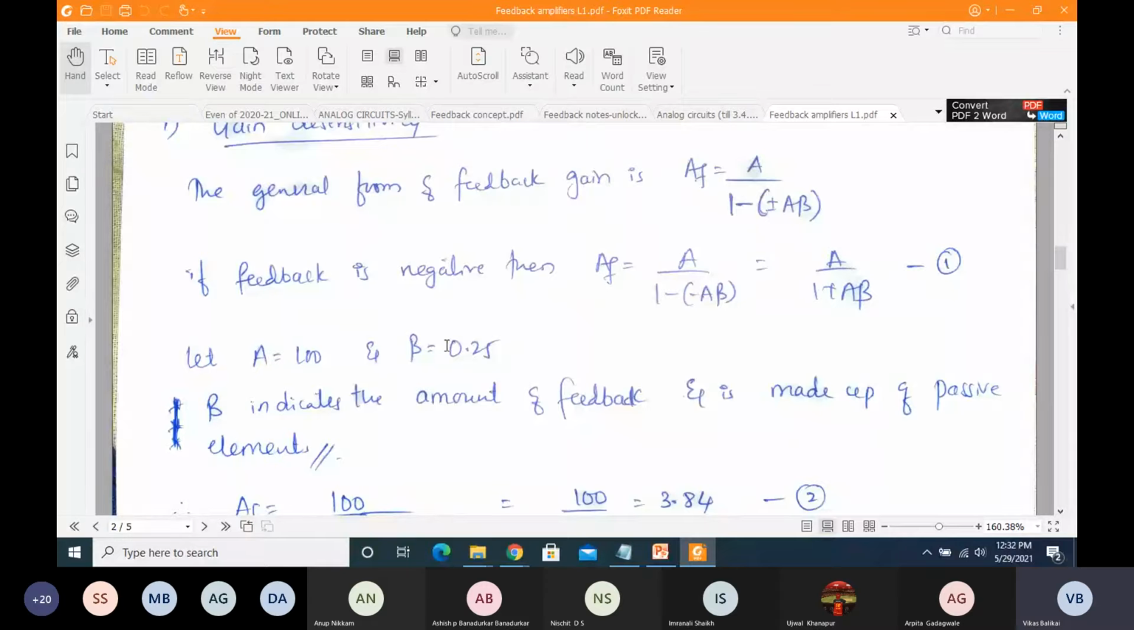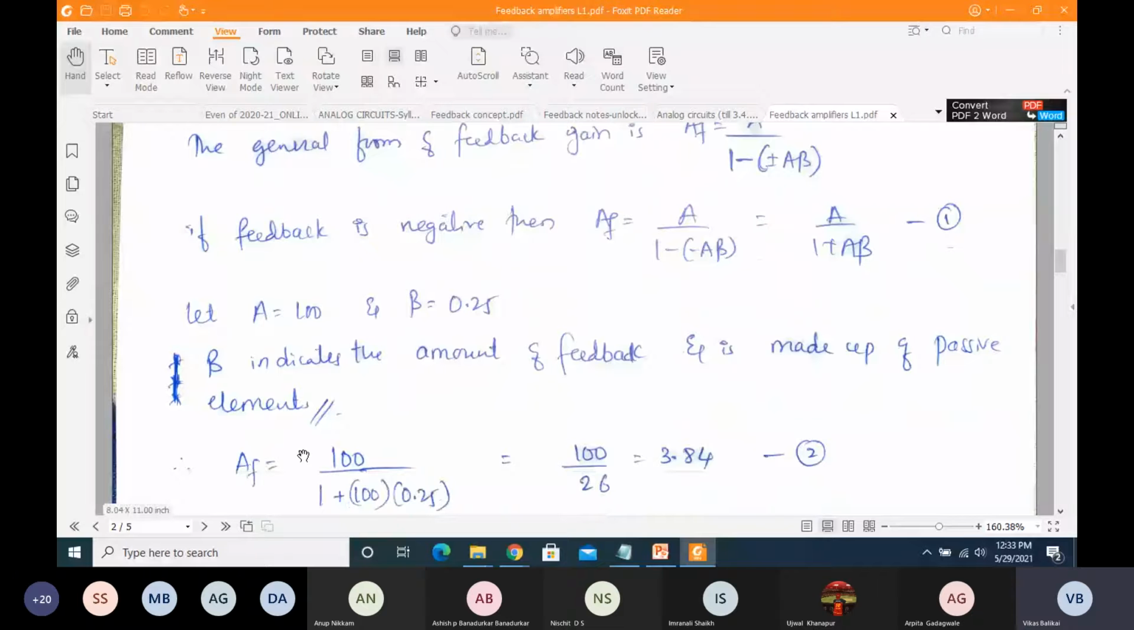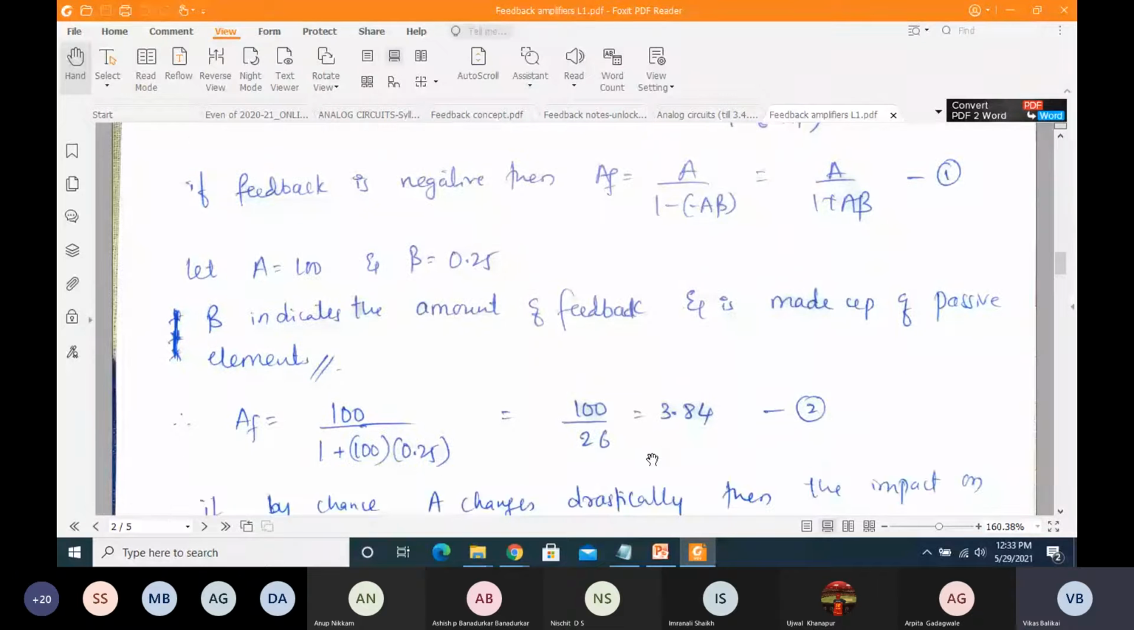So let's say that beta has a value of 0.25, A has a value of 100, and if I try to calculate AF, if I do the substitution over here and calculate, this is going to come as 3.84. So that is my gain with feedback. Of course, A was 100 without feedback, and with the feedback the gain is 3.84. It has reduced drastically. But what is the main advantage we get here? Though the gain has reduced drastically, of course I can accept that the gain reduction is tremendous.